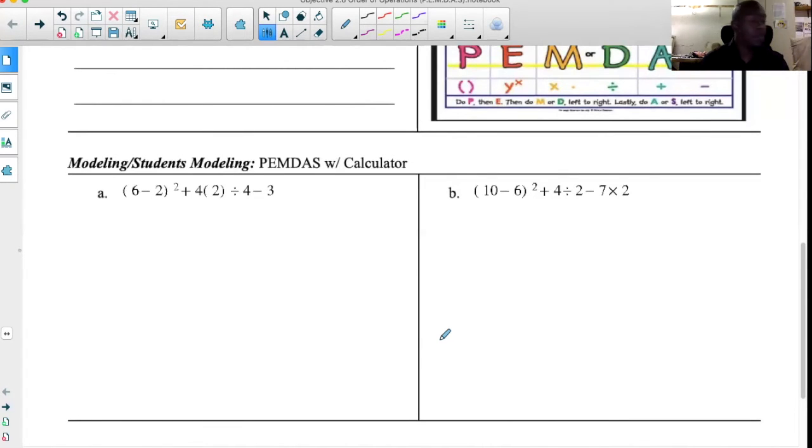Okay, I'm going to do A and B. I know it says here PEMDAS with the calculator, so if you have to use a calculator, please do so. If you don't have to use a calculator, don't. But it's always good to check your answers with the calculator, and we're going to dive into that more in other units on how to check your work with your calculator.